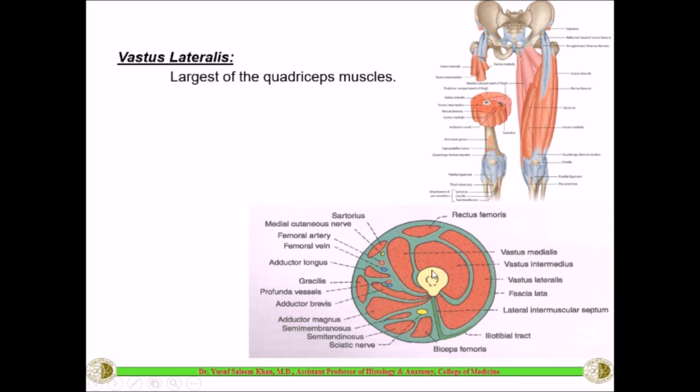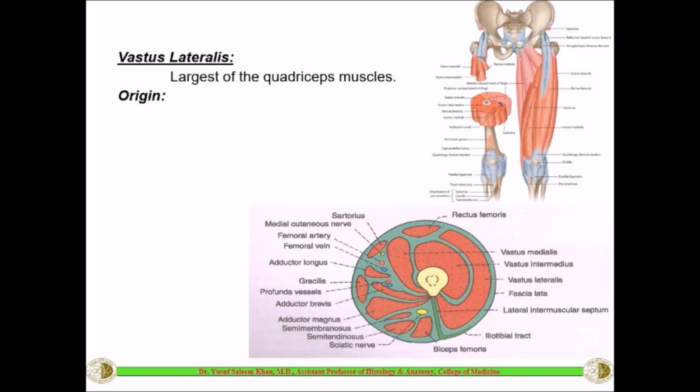So this is the cross section, and here you can see the first muscle you have studied is the rectus femoris. Now you can see this is the vastus lateralis. This is the lateral side, this is the femur here. So this is the vastus lateralis, this is the vastus intermedius, and this is the vastus medialis. See the size of the muscle. So this is the largest of the quadriceps muscle. Here, it looks small because it is totally covered by the rectus femoris.